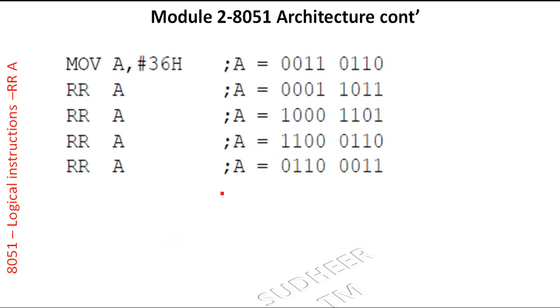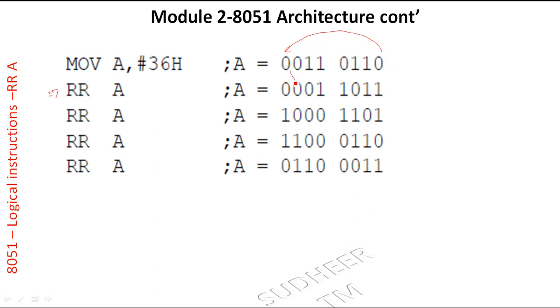Let us see an example. MOV A, #36H. So A is equal to 0 0 1 1 0 1 1 0, that is 36. This corresponds to 3 and this is 6. While performing the first RR instruction, RR A, what will happen? As we discussed, this is D0. It will move to D7. So 0 will come here.